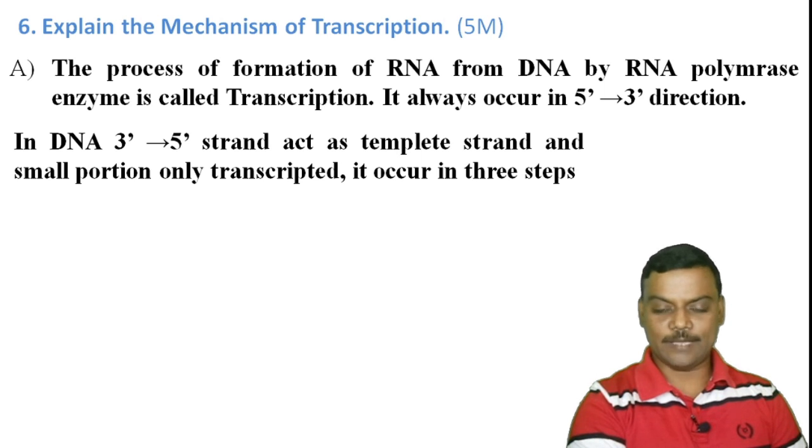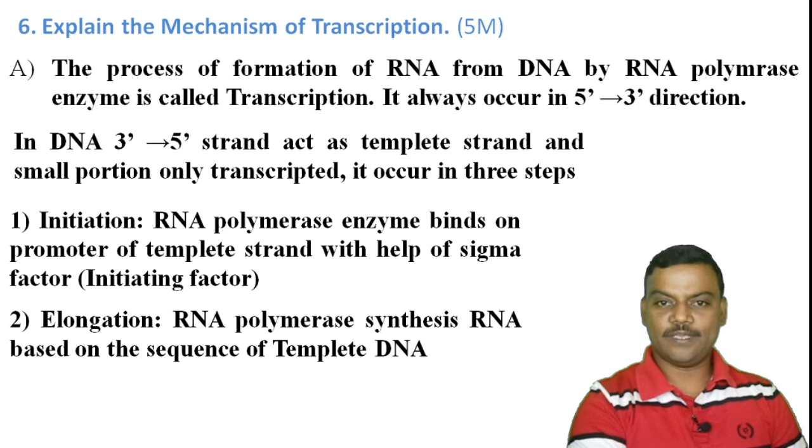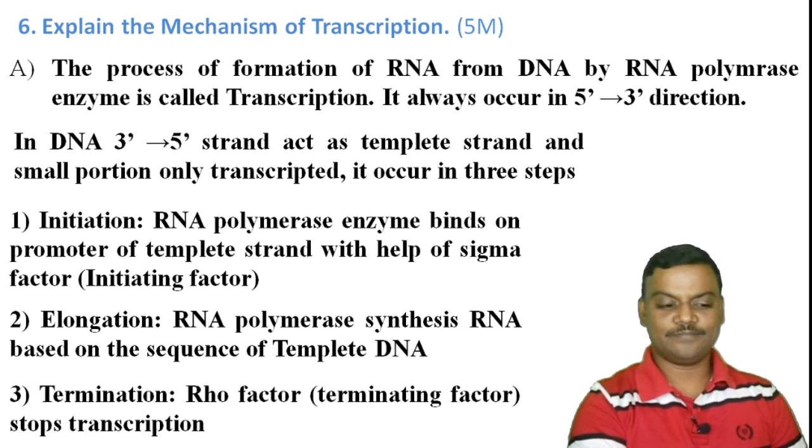It occurs in 3 steps. So the entire transcription process takes place in 3 steps. The first step is initiation. RNA polymerase binds to the promoter of the template strand with the help of sigma factor. Here the sigma factor acts as an initiating factor. The second step is elongation. RNA polymerase enzyme synthesizes RNA based on the sequence of the template DNA strand. The third step is termination. The rho factor acts as a terminating factor and stops the transcription process, which is referred to as termination.